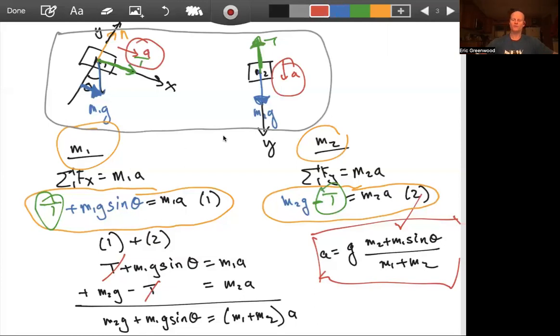So in the next video, we're going to start looking at one more force that we're going to see a lot throughout the semester, which is called the friction force.